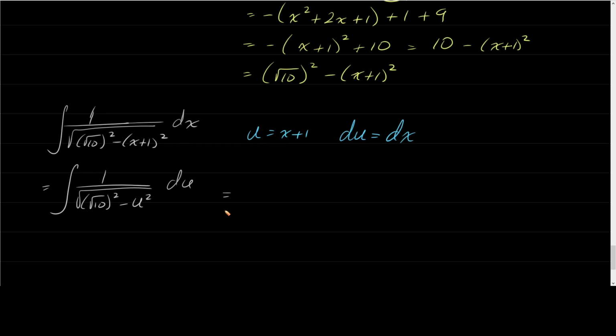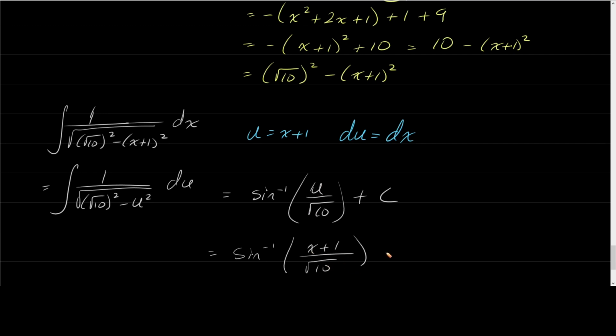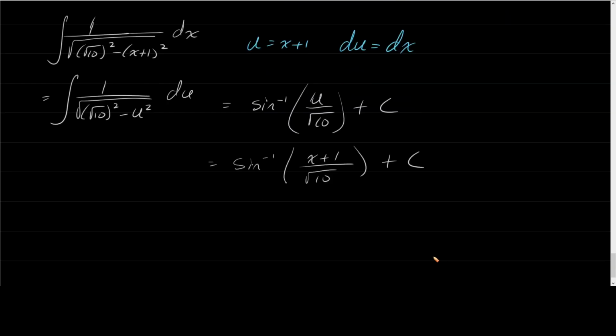So what we're going to say now is this becomes sine inverse or arcsine of u over a. Our a is radical 10. But we know that the problem is never about u. So we're going to have this as arcsine of x plus 1 over the square root of 10 plus c. All right, so that was H. I, let's do I.